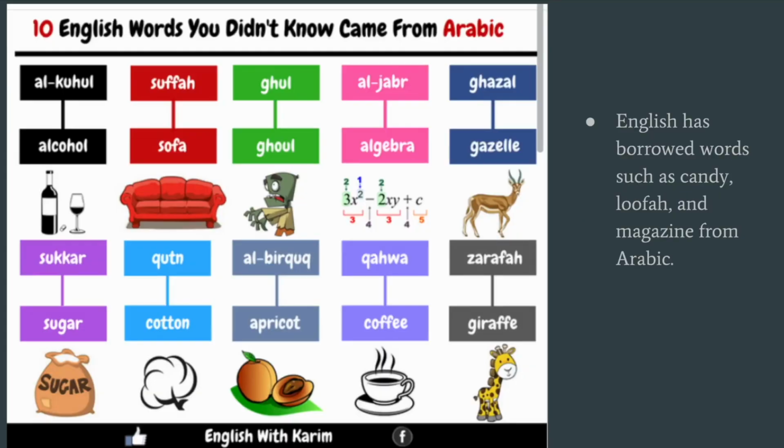Lastly, our last slide provides an interesting graphic about words we have in English and how they were borrowed from Arabic. It's pretty amazing to think that when we use words like coffee or sugar or algebra, we're actually speaking a little bit of Arabic without even realizing it.